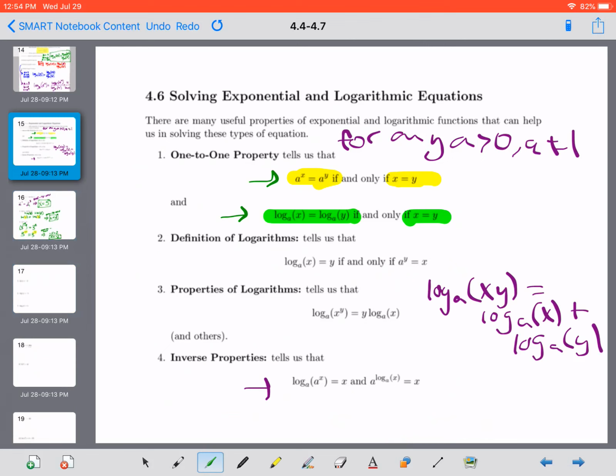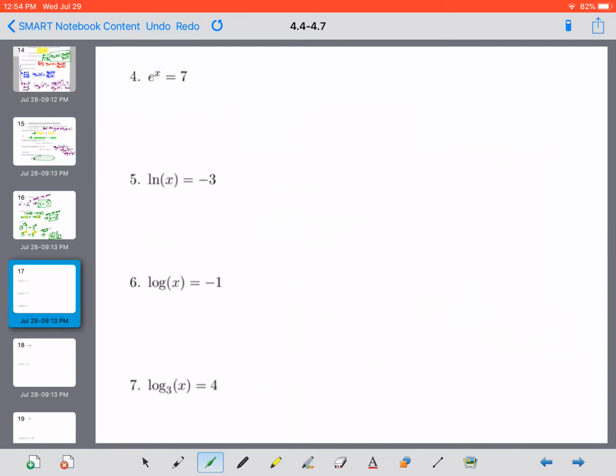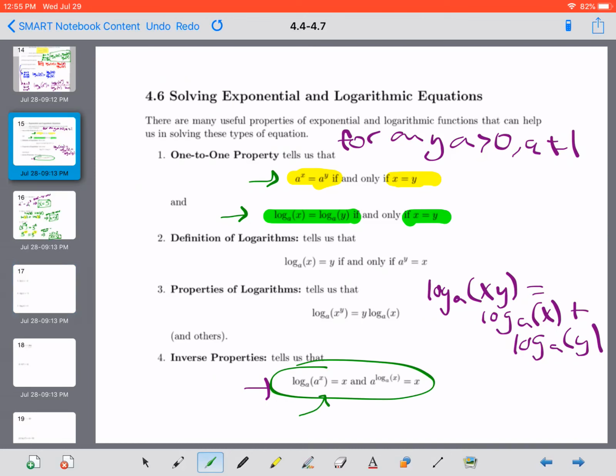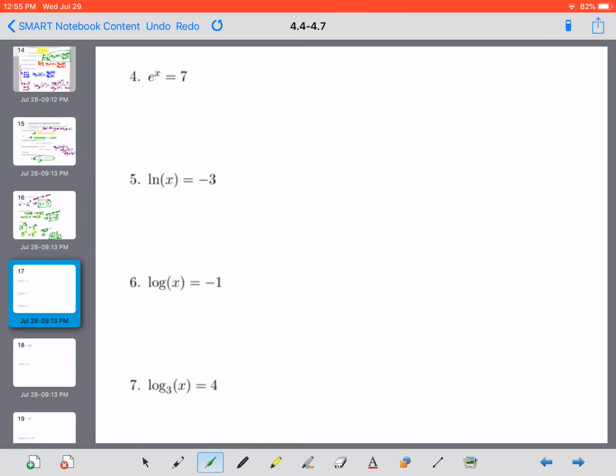So let's go back and think, which one of these properties can I use? Well, it might be useful here to use this one down here. We know that log base a of a to the x is always going to be equal to x, and similarly a to the log base a of x is going to be equal to x. So what we have is an x that's sort of trapped in an exponent. So if we wanted to get that x out of the exponent, I could use this first equation here, and I know that log base a of a to the x is equal to x, which means I have a base of e here.